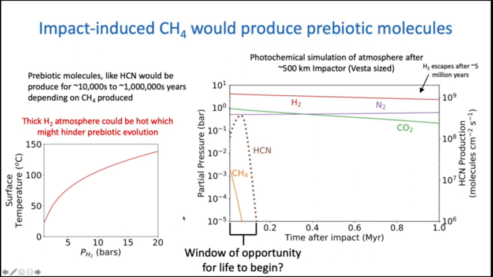Although, one potential problem is that hydrogen-rich atmospheres can be pretty hot. This plot shows surface temperature as a function of hydrogen partial pressure, in bars. So if you have more than 10 bars of hydrogen, then the surface temperature will be hotter than 100 degrees Celsius, which might not be the best environment for life to begin. Over a couple million years, the hydrogen eventually escapes to space, allowing the surface to eventually cool down.